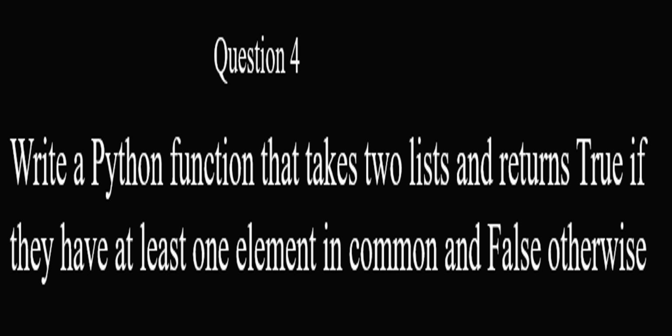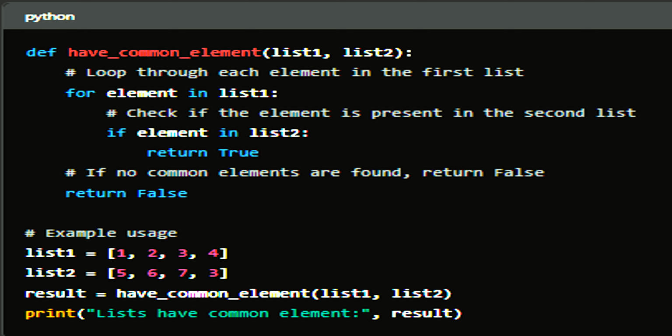Question 4. Write a Python function that takes two lists and returns true if they have at least one element in common and false otherwise. This code defines a function that takes two lists as input and checks if they have at least one element in common. The function loops through each element in the first list and checks if that element is present in the second list. If a common element is found, it returns true. If no common elements are found, after checking all elements, it returns false.